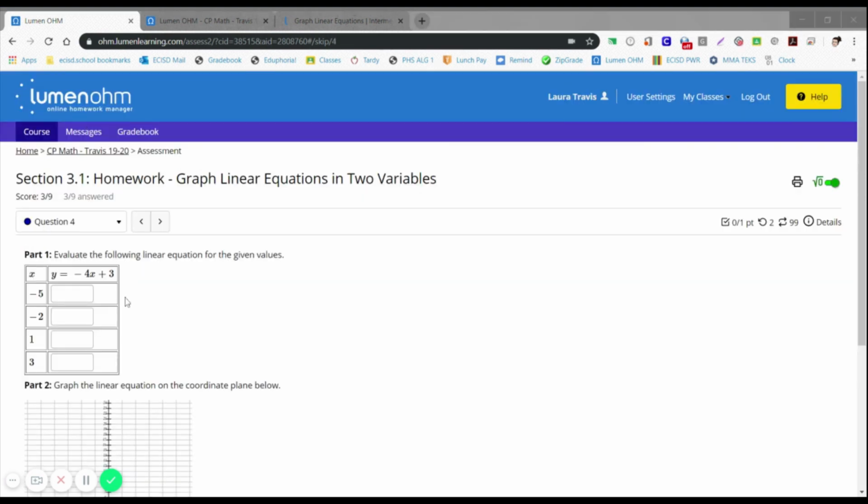Question 4 is a bit different. It gives us several x values and an equation. It wants us to evaluate the equation for each of the given values. That means we need to plug in each of these numbers for x and simplify the equation according to the order of operations and find out what y will equal. We can then use those coordinates to graph the equation on the graph below.